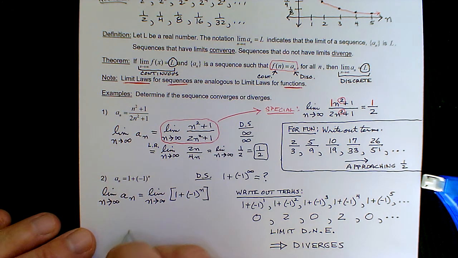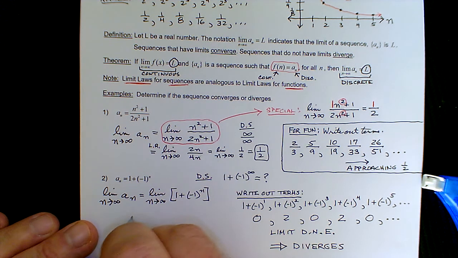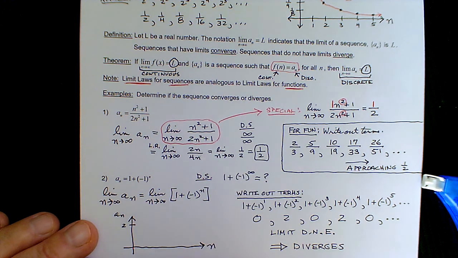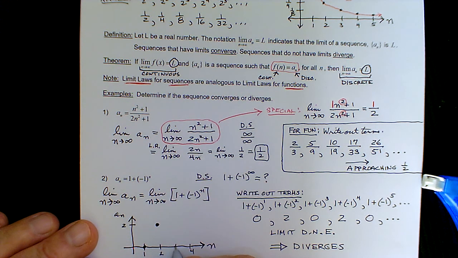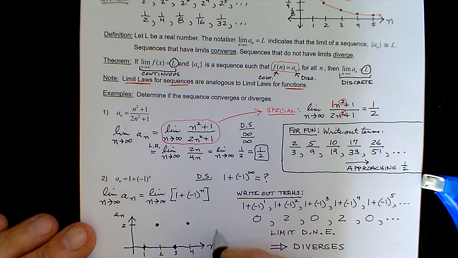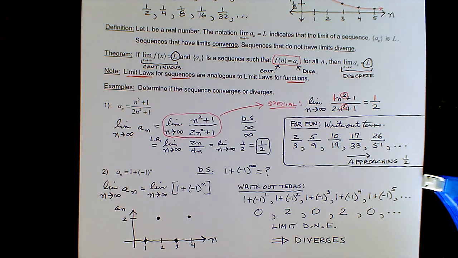And if you wanted to, you could even graph this to visualize the fact that there is no limit. The limit does not exist, because if this is n, and this is a sub n, when n is 1, it was 0, and then it just started bouncing back and forth. When n is 2, it's 2, and 3, it's 0, 4 back up to 2, 5 back down to 0, and you can see on the graph that the limit does not exist.